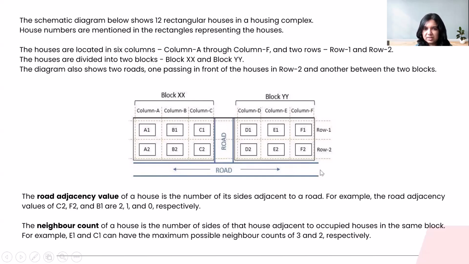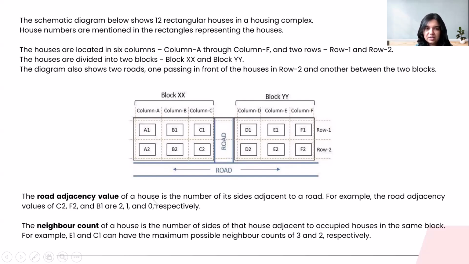There are 2 roads that are serviceable over here as well. The houses are located in 6 columns, that is column A through column F. So we have column A, B, C, D, E, and F, and 2 rows, row 1 and row 2. The houses are divided into 2 blocks, block XX, which is on the left side, and block YY, which is on the right side. The diagram also shows 2 roads, one passing in front of the houses in row 2, that is this road, and another between the 2 blocks.